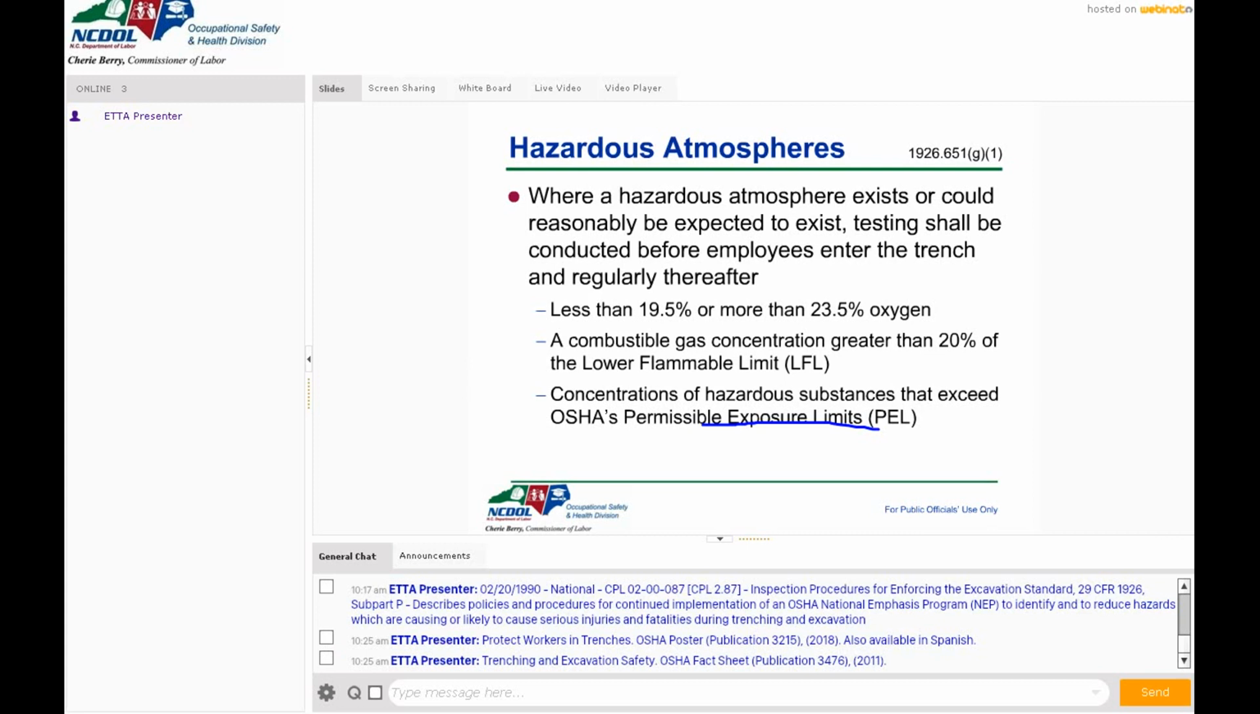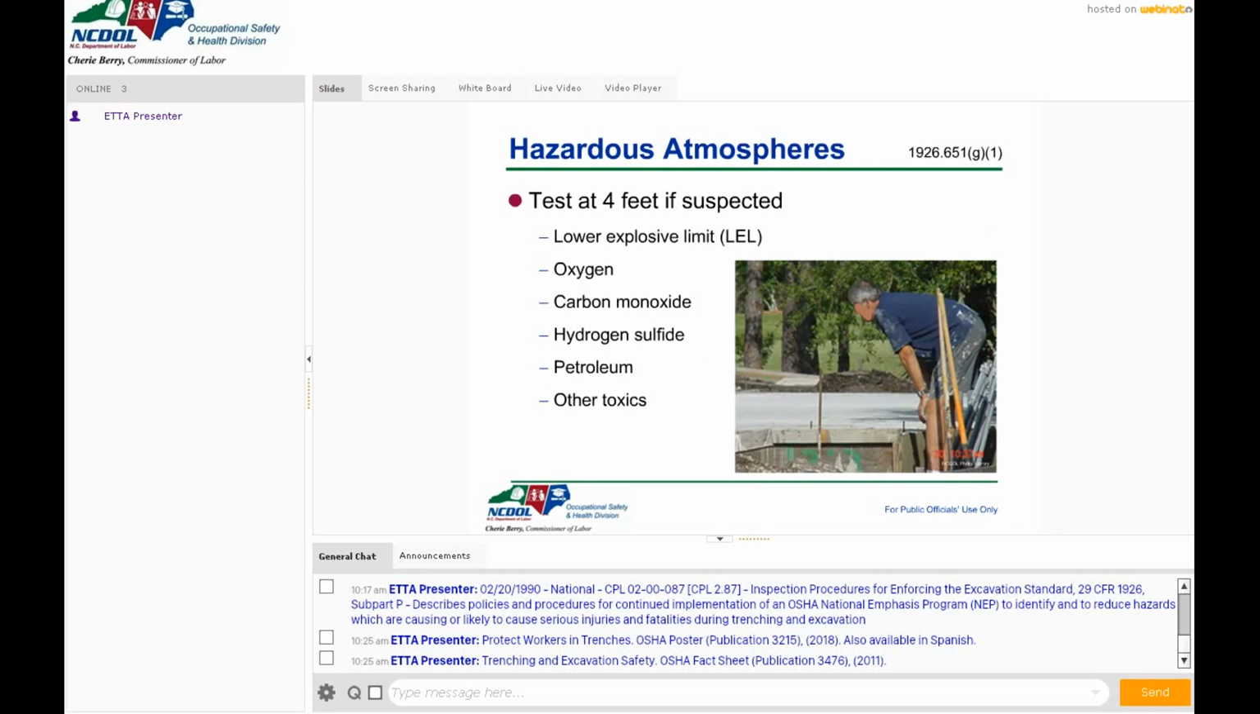Because if we walk up to you and ask you what is the oxygen concentration down there, you should be able to tell us. And anytime you suspect an atmosphere at 4 feet deep, something can be in there, and you're required to test the atmosphere. If we walk up to a job site and we see that it's over 4 feet, there's a question we're going to ask. Did you test the atmosphere before you went in there?